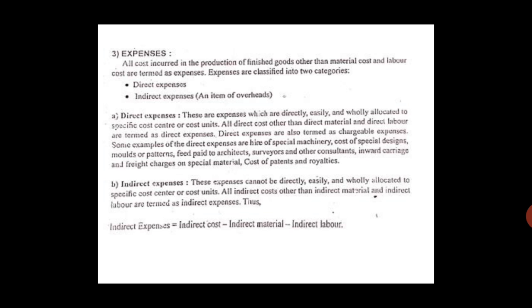So total indirect expenses equal indirect cost minus indirect material minus indirect labor. Indirect expenses are treated as a part of overheads. Rent you have to pay for the building, rates and taxes of the building, like house tax, repair and insurance, and depreciation of fixed assets are examples of indirect expenses. Your machine has to be repaired. You have to do some insurance for your building and machines. These all come under indirect expenses.